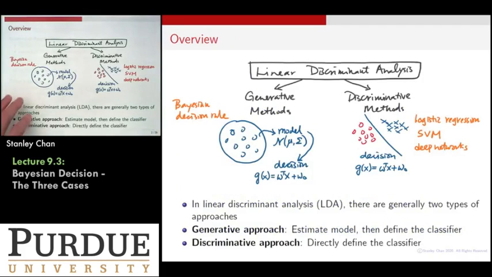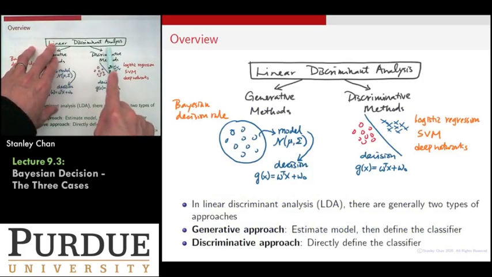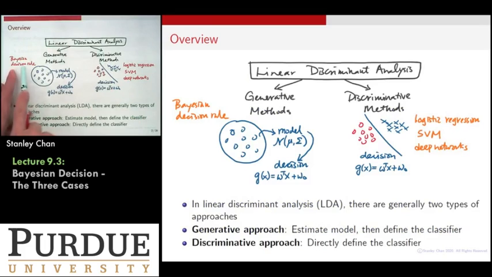Okay, so let me remind you where we are. We are in the topic of linear discriminant analysis. By its name, we are going to look at linear classifiers. We are on the left-hand side of this diagram. It's called the generative method. It's a method where you want to construct a model. In our case, it's a Gaussian model. And from the Gaussian model, you are going to define the decision boundary in terms of this w transpose x plus w0.